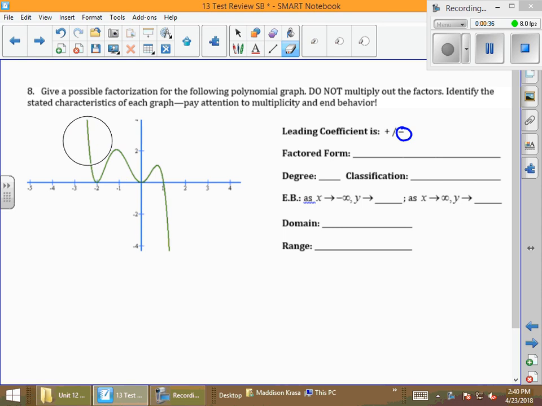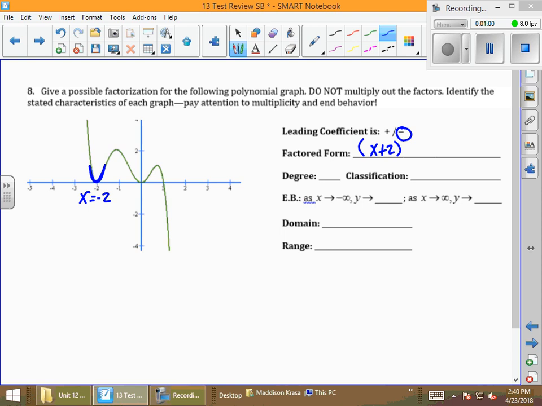For our factored form, this is where we want to pick out the roots. So here, this is at x equals -2. When we write that as the factored form, we change that sign to x plus 2. Now we want to look at the power that goes on that. If we look at the nature of that root, it has the nature of a quadratic. And we know if it's a quadratic, it has a power of 2. So let me edit that. If we put a power of 2 on there, it would be x plus 2 squared.